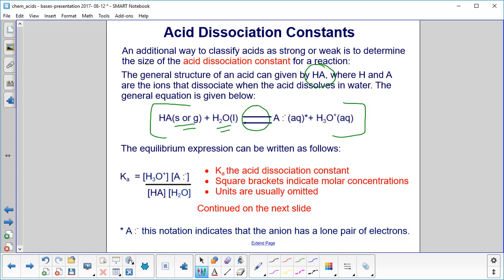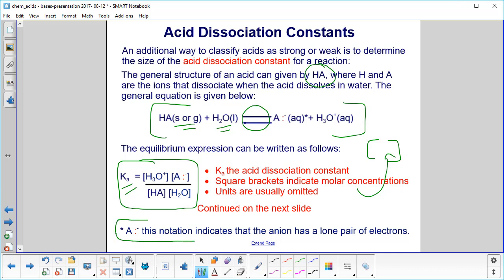And the equilibrium expression will be written as follows. And there'll be a whole unit on kinetics and equilibrium coming up. The brackets there mean the molar concentration, and Ka will be the acid dissociation constant, and there's the square brackets again, molar concentration. We usually omit the units.